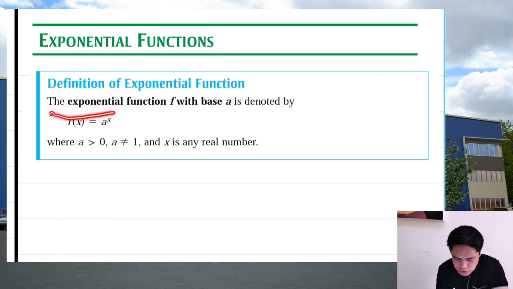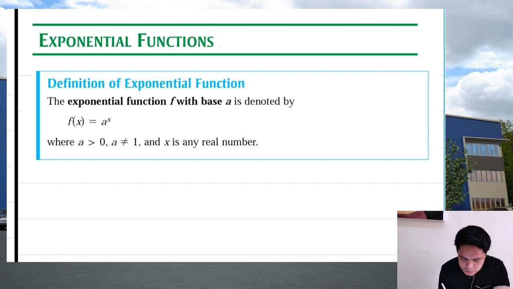The exponential function f with base a is denoted by this. f of x is equal to a raised to x, where a is greater than 0 and a is not equal to 1. And x is any real number. So a should be greater than 0 and a should not be equal to 1.